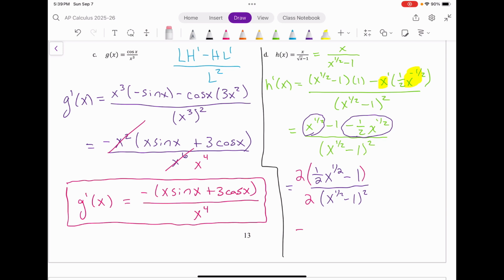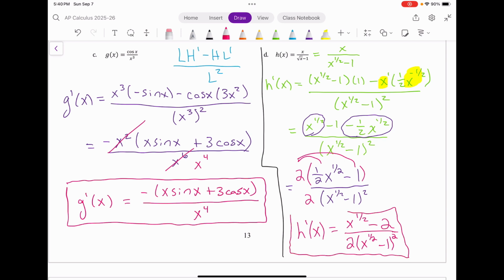So what does that get us? So x to the 1/2 minus 2 over 2x to the 1/2. Oh, wait, can't do that, breaking PEMDAS. We'll just leave it as 2 in the denominator: 2 times x to the 1/2 minus 1 squared. Okay, and you could totally change it to radical form if you wanted to.